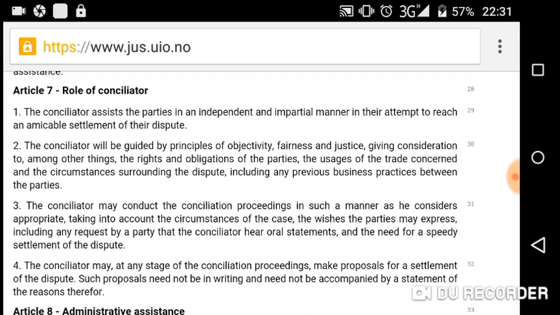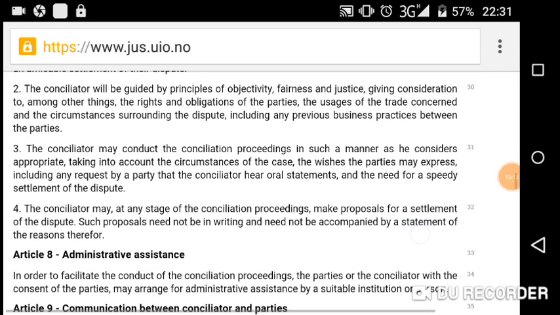Giving consideration to, among other things, the rights and obligations of the parties, the usages of the trade concerned, and the circumstances surrounding the dispute, including any previous business practices between the parties. The conciliator would be guided by principles of objectivity, fairness, and justice, giving consideration to the rights and obligations of the parties, the usages of the trade concerned and the circumstances surrounding the dispute, including any previous business practices between the parties.